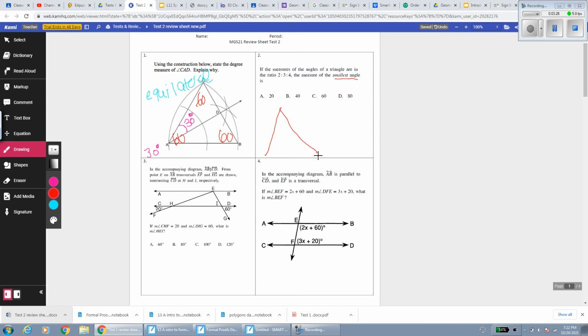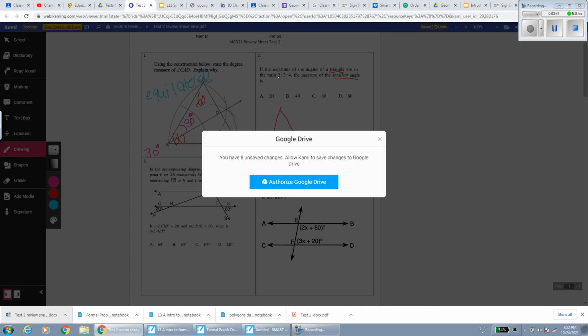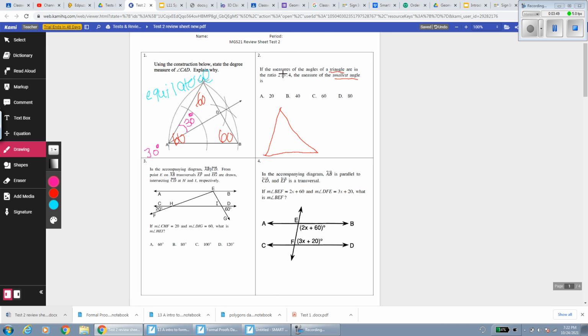So I don't know anything about this triangle. All I know is that I have a triangle because it tells me that we have a triangle right here in the question. And I know that the angles are in the ratio 2 to 3 to 4. Remember that when you have a ratio, any ratio, but here we have 2 to 3 to 4, you can rewrite each part of the ratio as follows. You can write the 2 as 2x, you can write the 3 as 3x, and you can write the 4 as 4x. So I don't know which angle is which in the triangle.